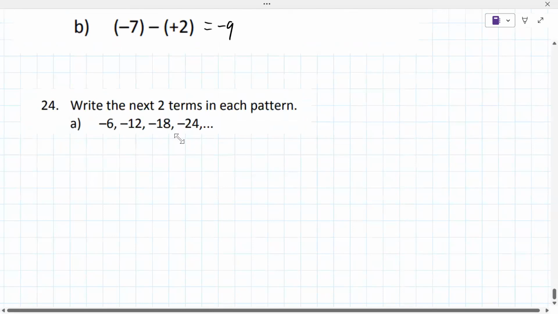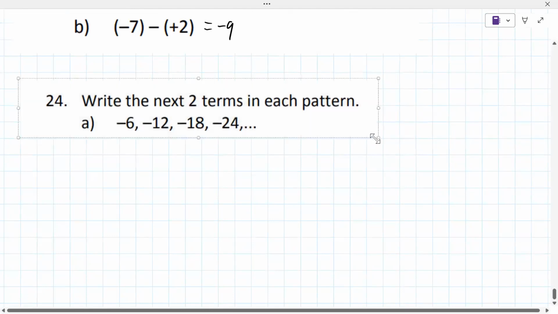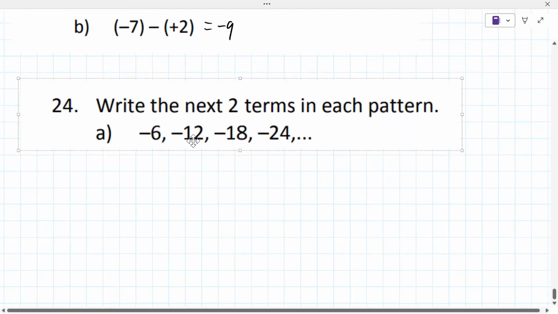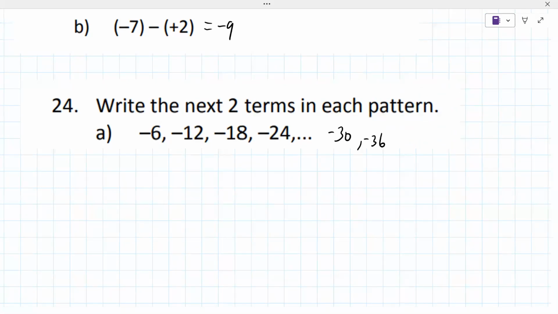So this one says to write the next two terms in each pattern. So they're suggesting there's something that's happening to go from negative 6 to negative 12, negative 12 to negative 18, and you should be able to write the next two using the same pattern. Negative 30, negative 36. Yeah, you got it. Okay.